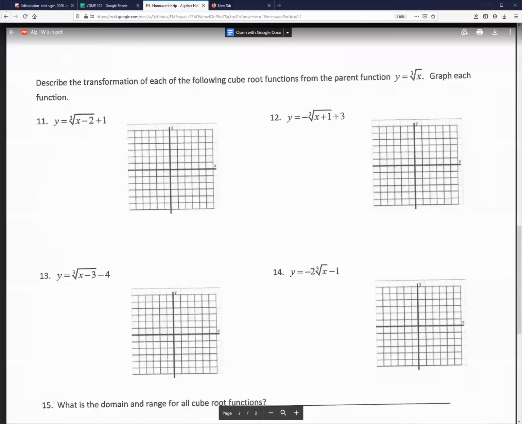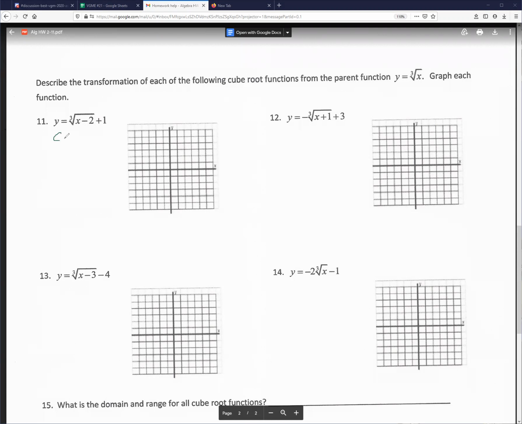So let's come back over to our tab here. And we're going to ask ourselves, how does this go? Well, and I notice they don't ask about domain and range for this one, which is nice because the domain and range for both of these is all real numbers. No matter what happens, domain and range, it just goes to infinity and to negative infinity in both directions.